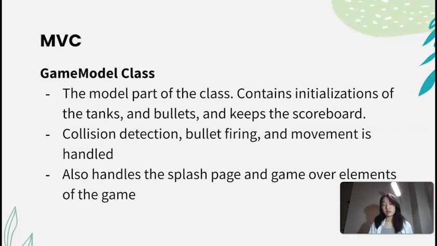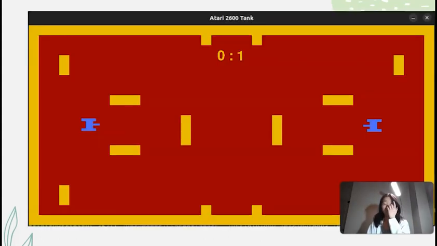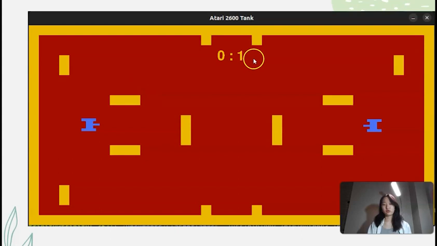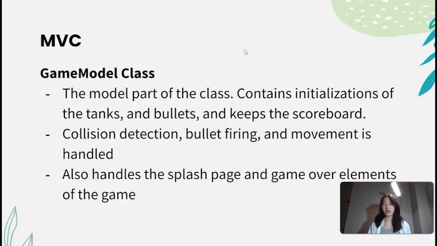So we use an MVC, model view controller, code architecture. We have another class called the game model, which initializes all of the different classes we talked about. So we'll have player 1, bullet 1, player 2, bullet 2, and it keeps track of the tanks, the bullets, the obstacles, and the scoreboard. It also handles collision detection, bullet firing, and movement. It also keeps track of the other parts of the game, so the splash page and the game over. For example, if the scoreboard goes to 10 for player 2, then it will trigger game over, and it will switch to the game over screen and say player 1.